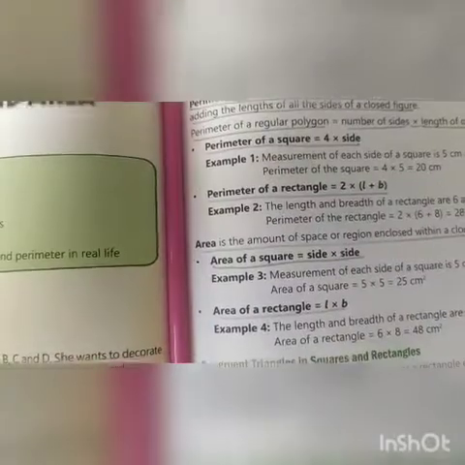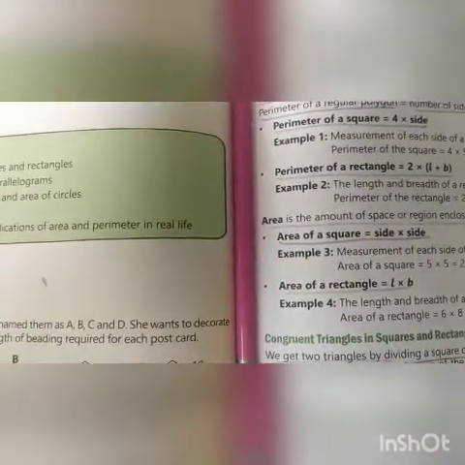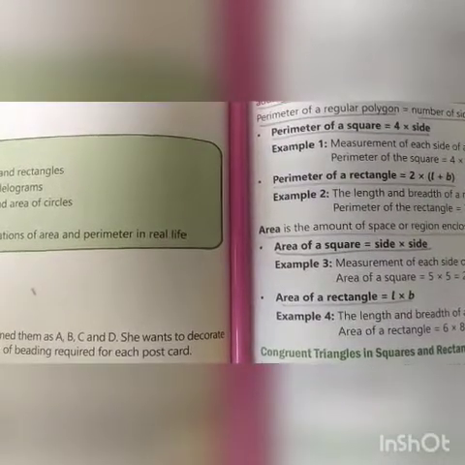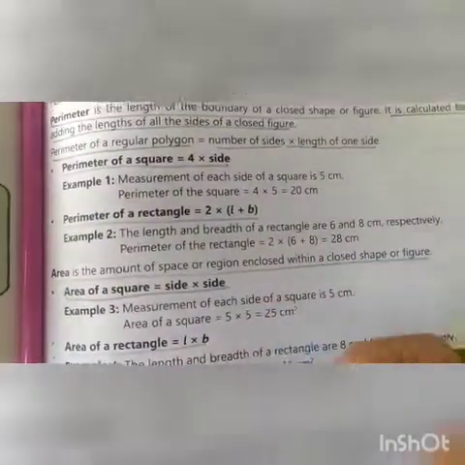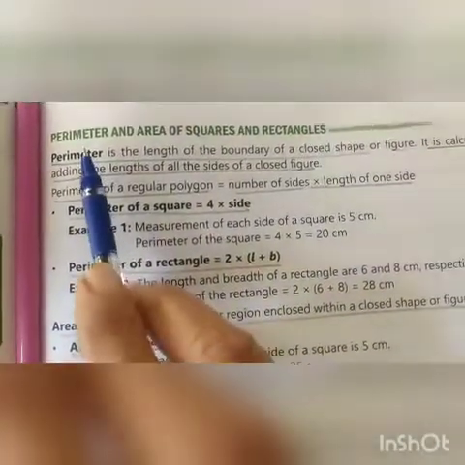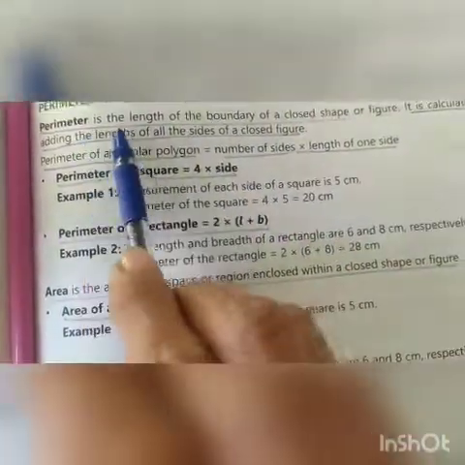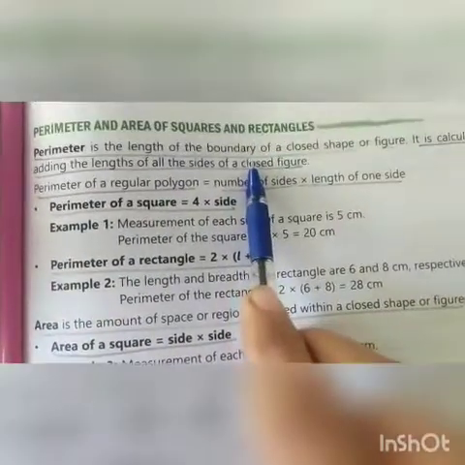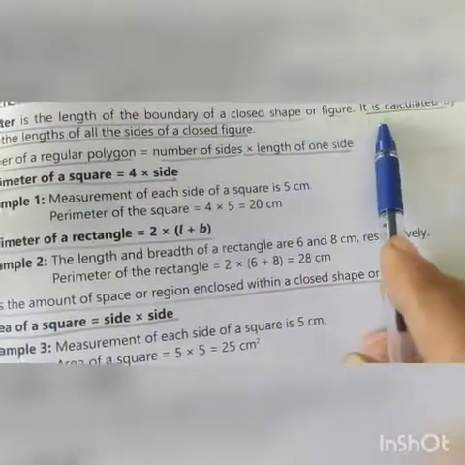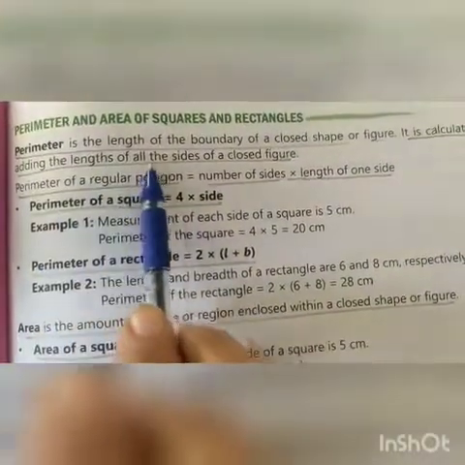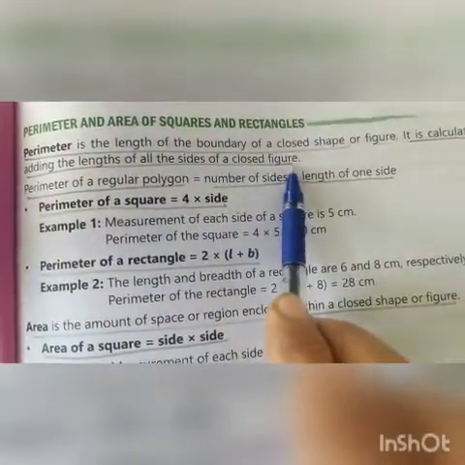Students, you have already done this perimeter and area. You also studied perimeter and area in class 5th and 6th. Now this is simply a revision. So what is perimeter and area of squares and rectangles? Perimeter is the length of the boundary of a closed shape or figure. It is calculated by adding the lengths of all the sides of a closed figure.